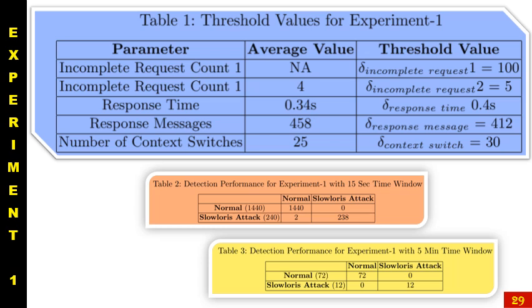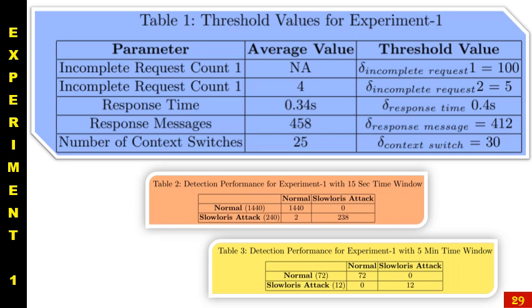Response time average value is 0.34 seconds. We add 25% and make it 0.4 seconds as a threshold. So anything which is beyond this time will help indicate that the window may be a malicious window.